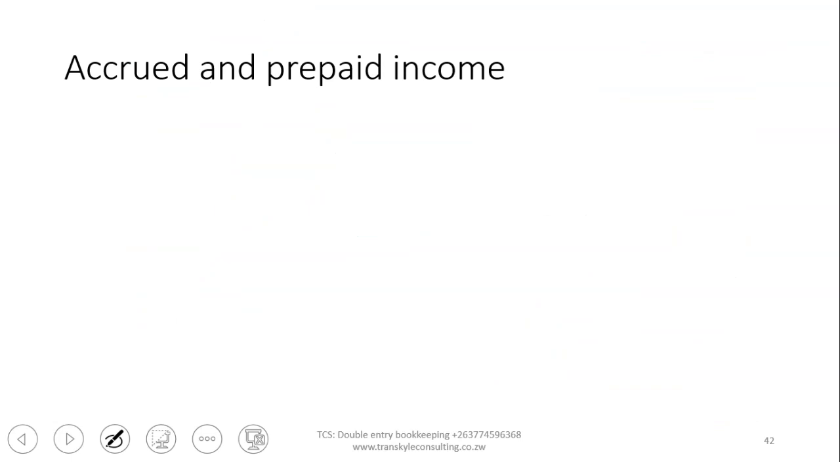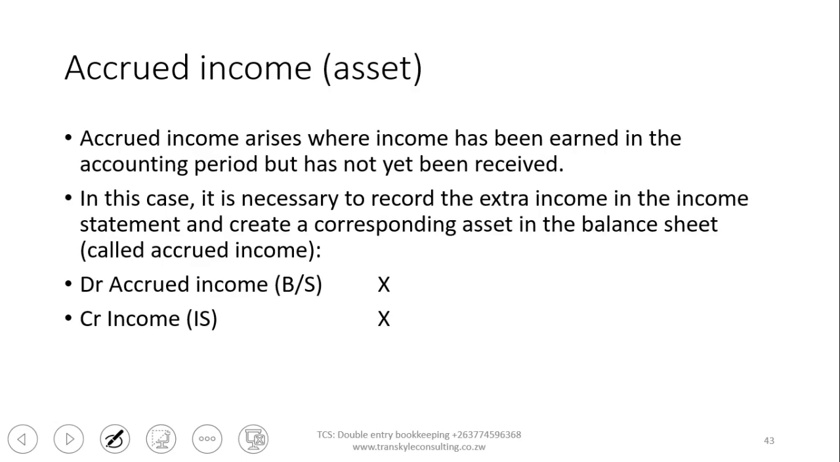Now let's go to the income side. We've got accrued as well as prepaid income. Accrued income is an asset. Accrued income arises where income has been earned in the accounting period but has not yet been received. In this case, it is necessary to record the extra income in the income statement and create a corresponding asset in the balance sheet called accrued income. So we debit accrued income, that is in the balance sheet because it is an asset, and then credit income.